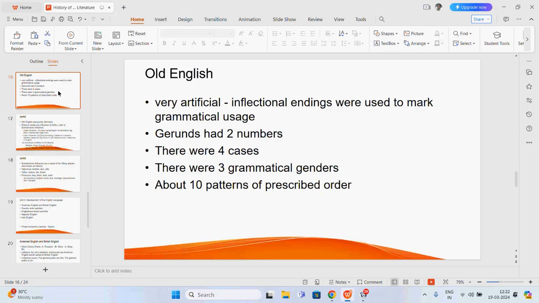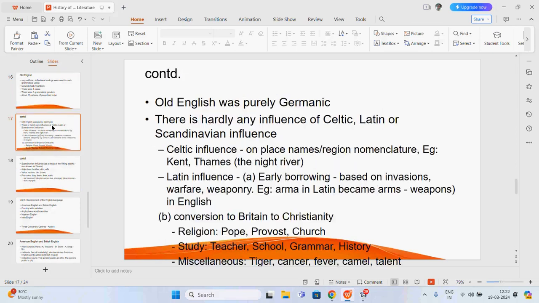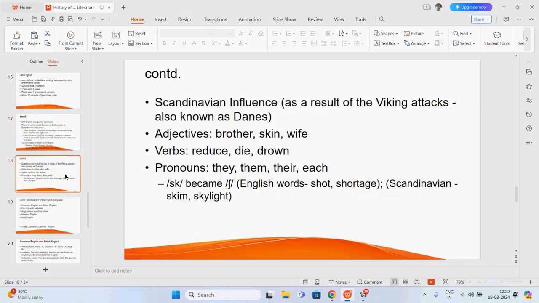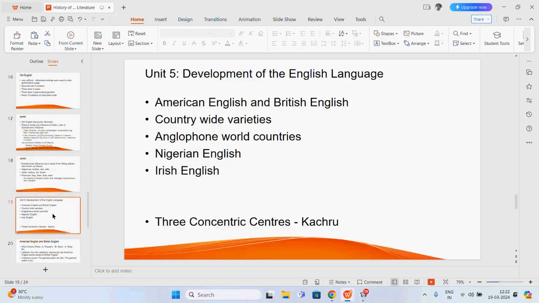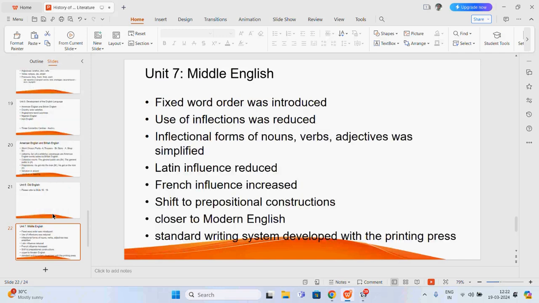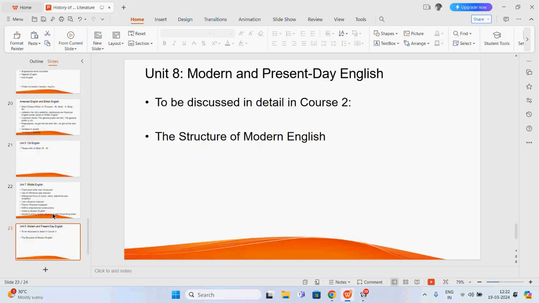Gerunds had 2 numbers there. There were 4 cases and there were 3 grammatical genders, and about 10 patterns of prescribed order were used in Old English. Old English was purely Germanic based. The Celtic influence, the Latin influence on Old English words is given there as examples. We also look at the Scandinavian influence on the English language.